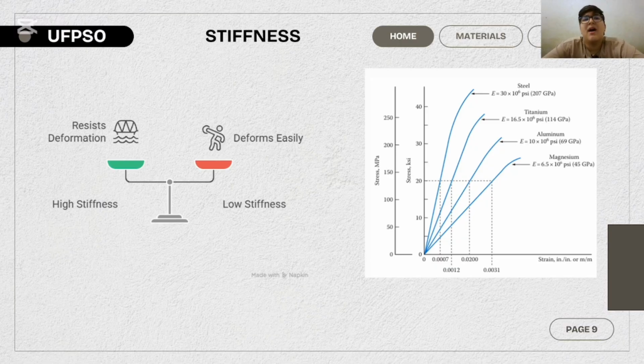A material with a high Young's modulus, such as steel, deforms very little under load. On the other hand, a material with a lower Young's modulus, such as rubber, deforms much more easily. This property is very important in structural engineering because excessive deformation can affect the stability and steadfastness of the structures.